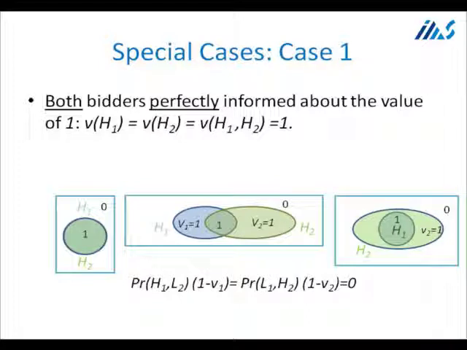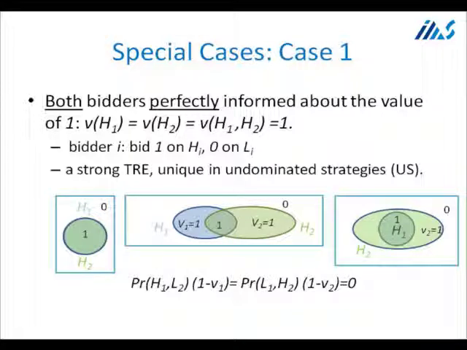So first, let me discuss two special cases. The first special case is when both agents, when they see the high signal, they know for sure that the value is 1. So that's a very easy case. If they know for sure that the value is 1, then they know what to do. If they see a high value, they will bid 1. If they see the low values, they will bid 0. And that's the unique equilibrium, a unique Tremble robust equilibrium.